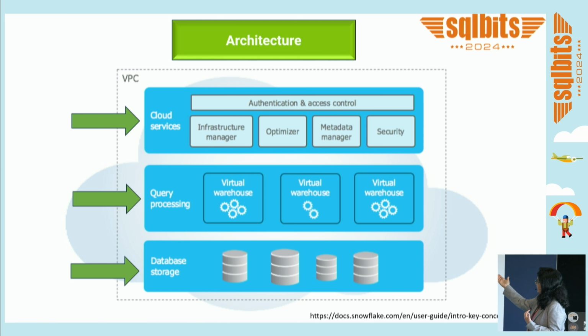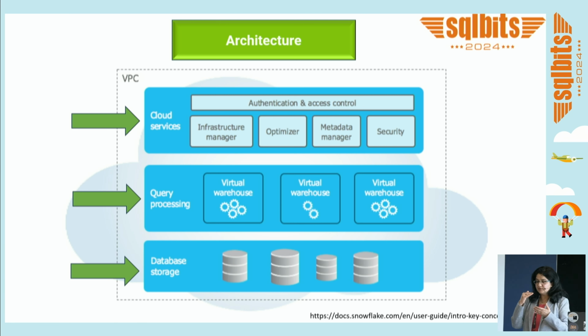So it would authenticate you. All the security layer would come into the picture, and metadata, which would see how the statistics are. Do we need to maintain the statistics? Optimizer will generate the certain execution plan internally. And then infrastructure manager would manage which virtual warehouse you have to go to. All that is managed by Snowflake.